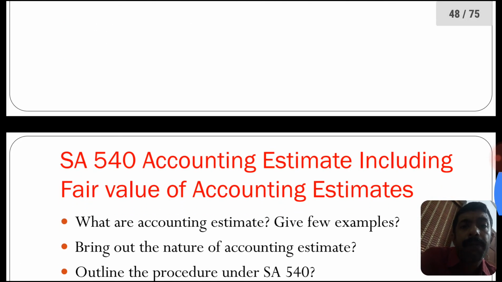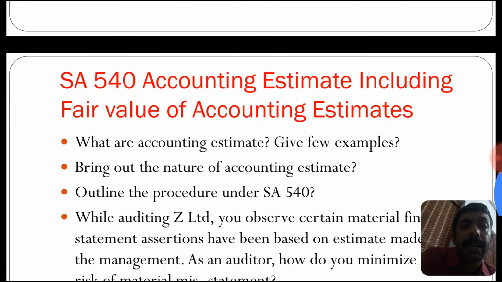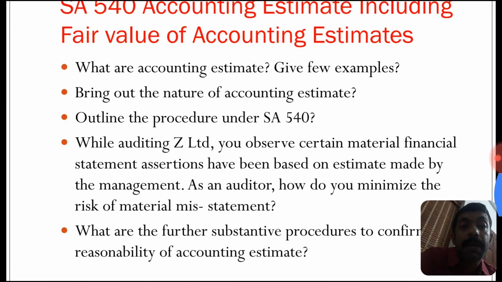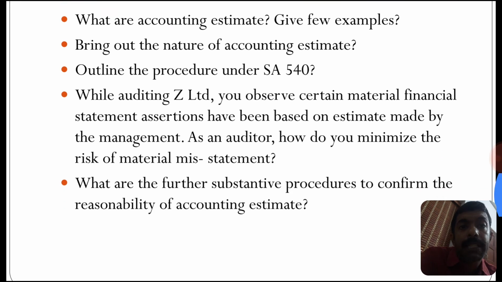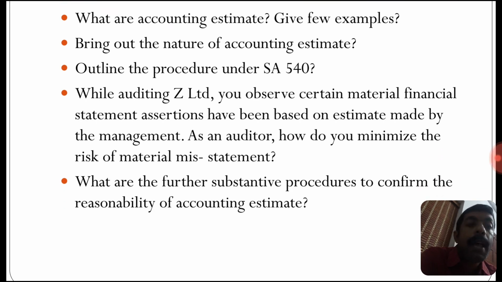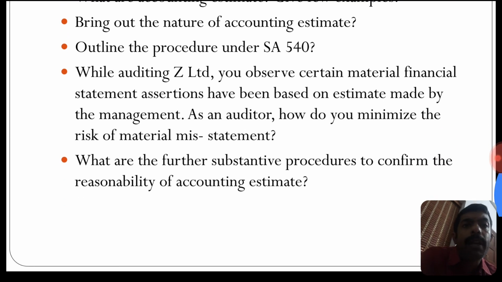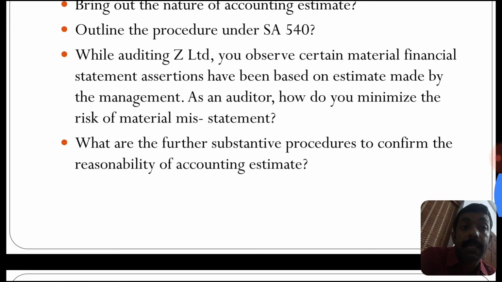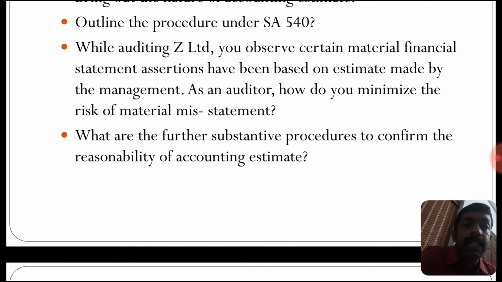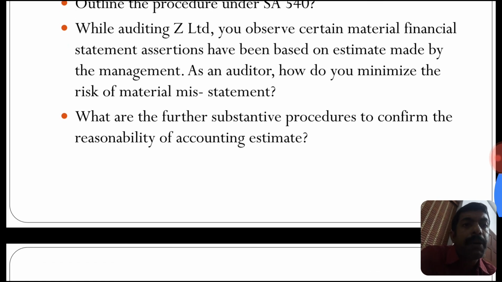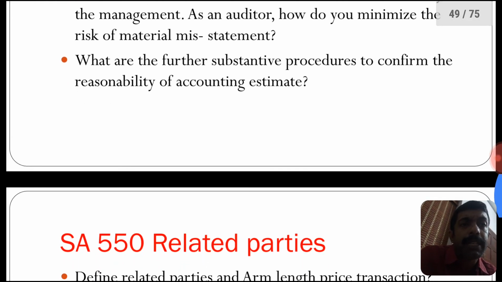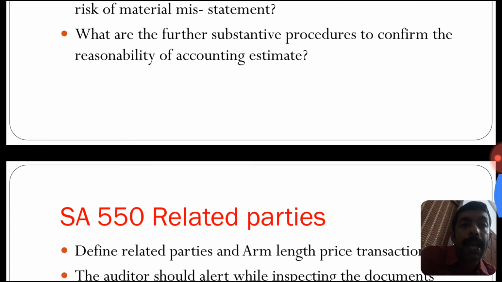SA 540 accounting estimates including fair value accounting estimates. What are accounting estimates? Give a few examples. Bring out the nature of accounting estimates. Outline the procedure under SA 540. While auditing Cell Limited, you observe certain material financial statement assertions have been based on estimates made by the management. As an auditor, how do you minimize the risk of material misstatement? What are the further audit procedures to confirm the reasonableness of accounting estimates?